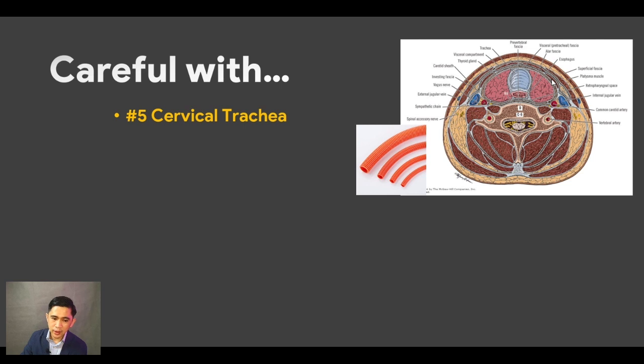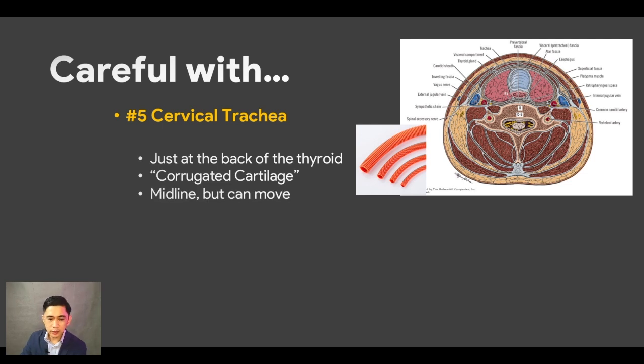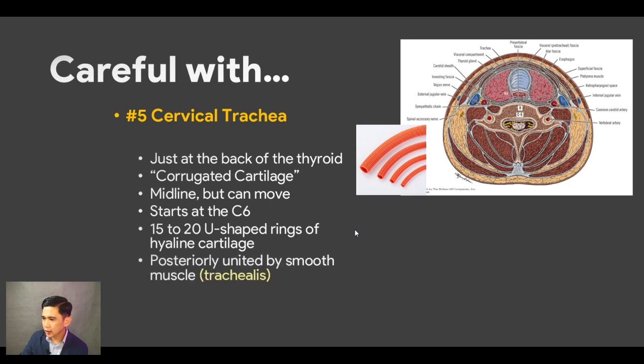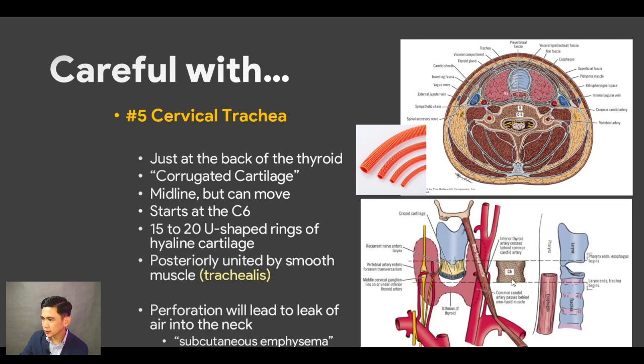The trachea is identified by its corrugated structure. It has corrugations on it. If you palpate it here and notice some corrugation, that's the trachea. It is just at the back of the thyroid, and we call it corrugated cartilage. It is usually midline, but it can move. If you have a very big thyroid gland on one side, it will push the trachea to the other side. It starts in the C6 vertebra.